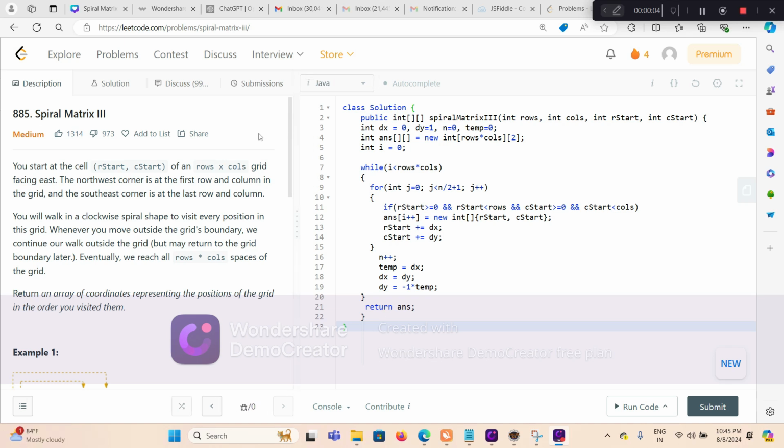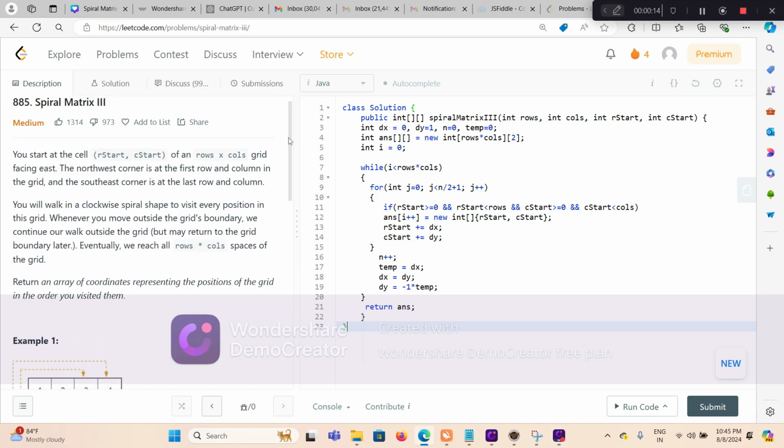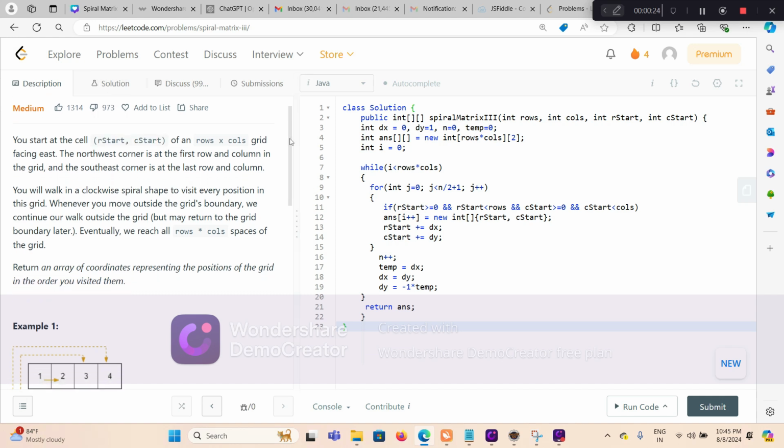So today I'm solving this problem, Spiral Matrix 3. This is part of the daily LeetCode problem. In this question we are given a matrix and a start point in that matrix. This is the coordinate where we have to start. Basically we have to go clockwise, traversing each and every cell of the matrix in a clockwise way.